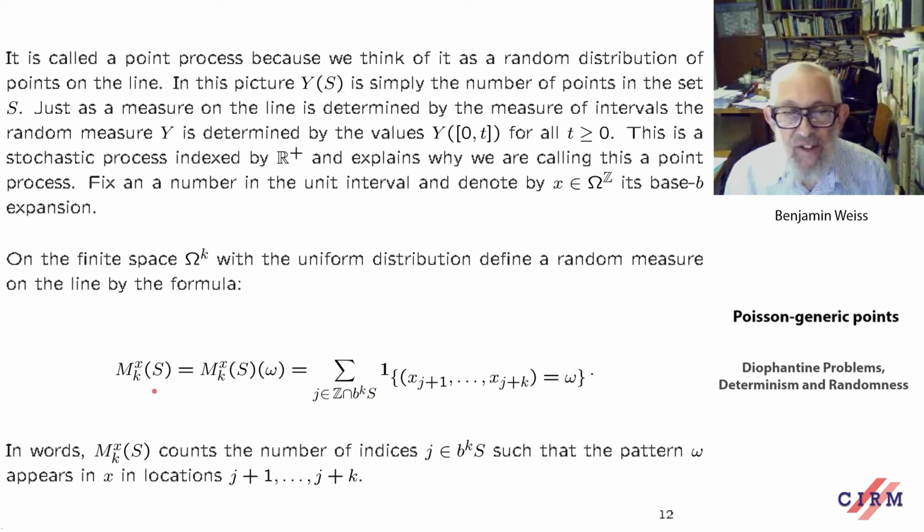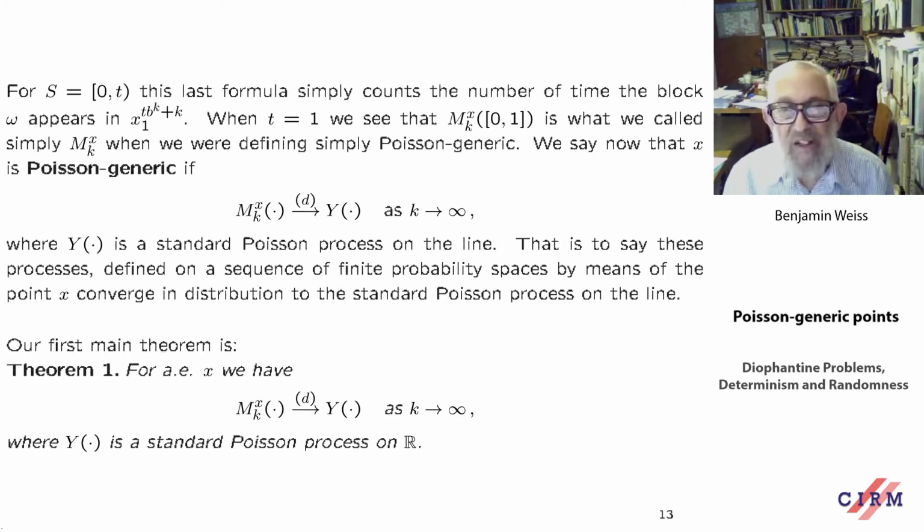So if S is the unit interval, we're simply counting the j from 1 up to b to the k. If it's the interval from 0 to t, we would be counting b to the k times t. We would be going further. In other words, we count the number of indices such that the pattern appears in the locations. Take a deep breath and swallow this.